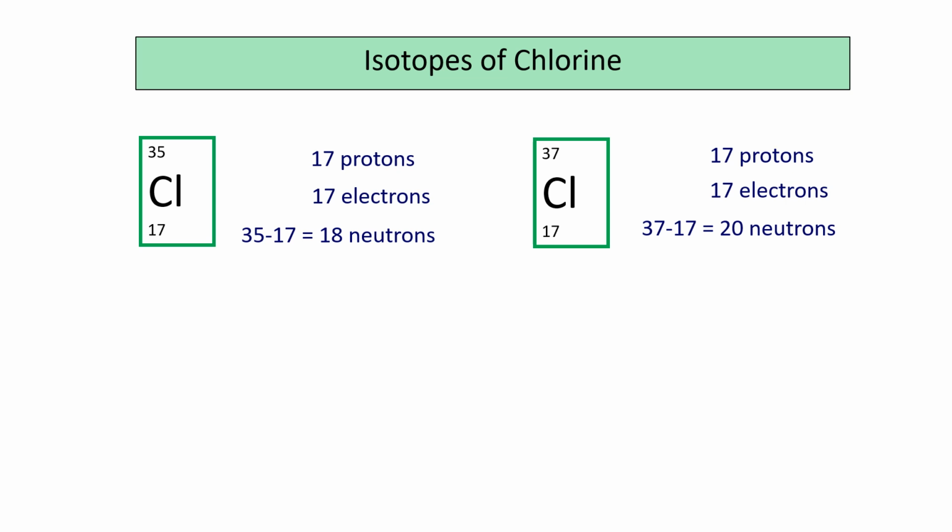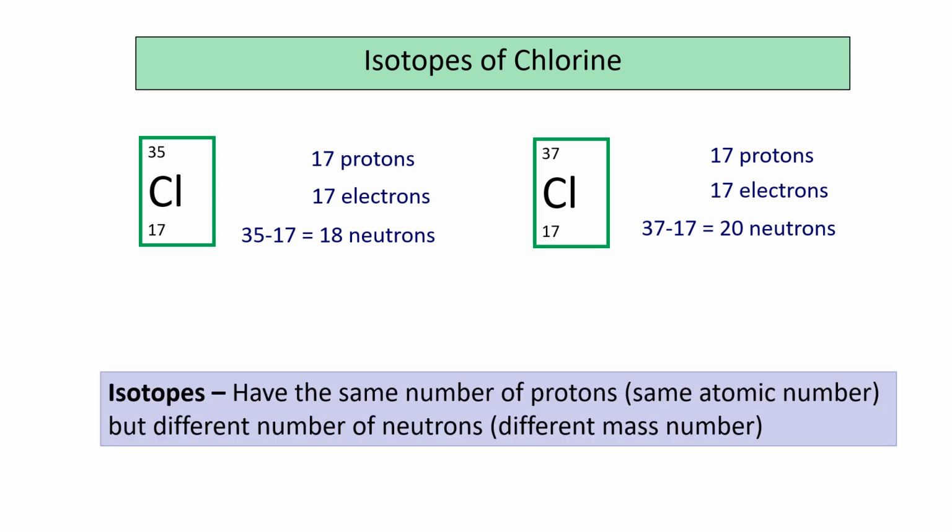An isotope is an important definition that I suggest you note down. It is where atoms of the same element have the same number of protons, and therefore the same atomic number, but different numbers of neutrons, and therefore different mass numbers.